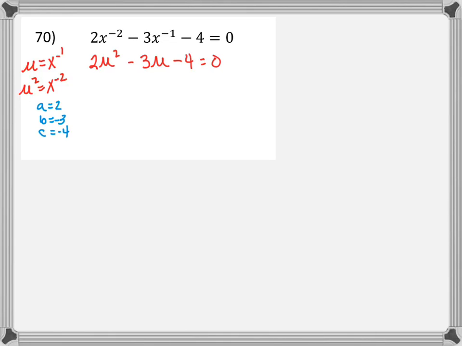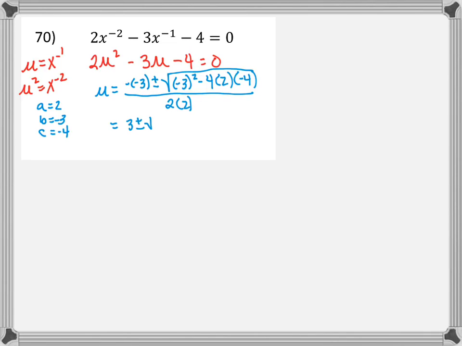So here a is 2, b is negative 3, c is negative 4. Substituting in, u equals the opposite of negative 3 plus or minus the square root of negative 3 squared minus 4 times 2 times negative 4 all over 2 times 2. Or u equals 3 plus or minus the square root of 9 plus 32 all over 4, or 3 plus or minus the square root of 41 over 4. So these are our two answers for what u is.